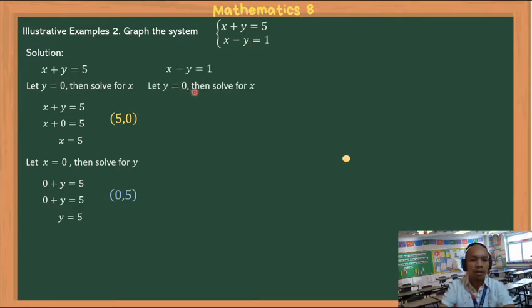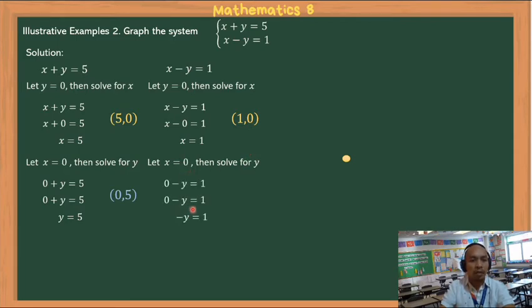Let y be 0 and solve for x. Therefore, if x is 1, our y is 0. So our y-intercept: we will let x equal 0. Then 0 minus y, which is negative y, is equal to positive 1. The coefficient of negative y is negative 1.